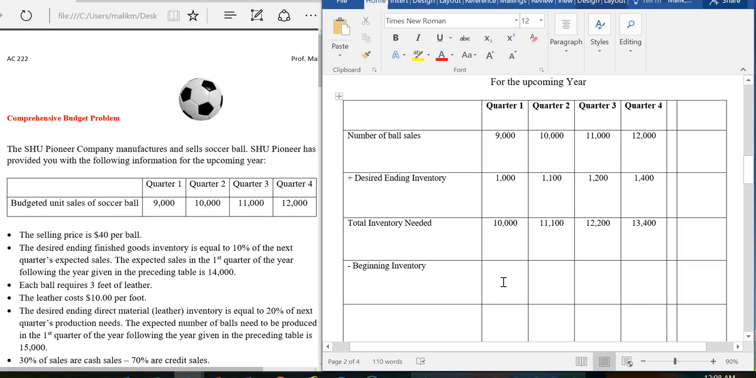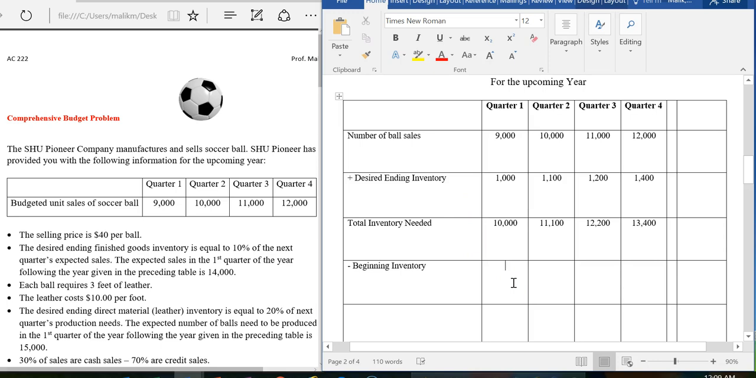Right. So now try to think of it. What is the ending inventory policy? The ending inventory policy is 10% of your next quarter's expected sales. So if we think of the past year's quarter 4, their desired ending inventory should be 10% of this year's quarter 1's expected sales. That means 10% of these 9,000 units. I'm repeating: the past year's last quarter's desired ending inventory should be 10% of 9,000 units, and that will be this quarter's beginning inventory.